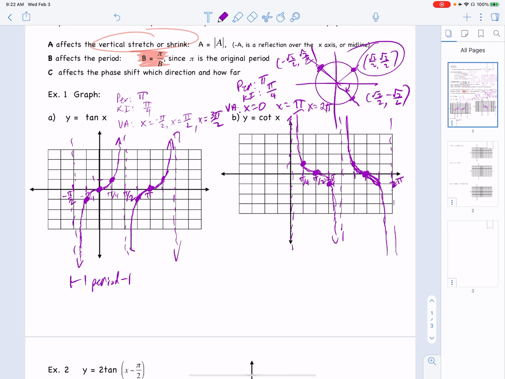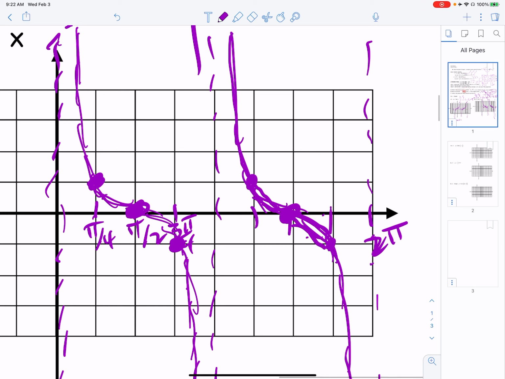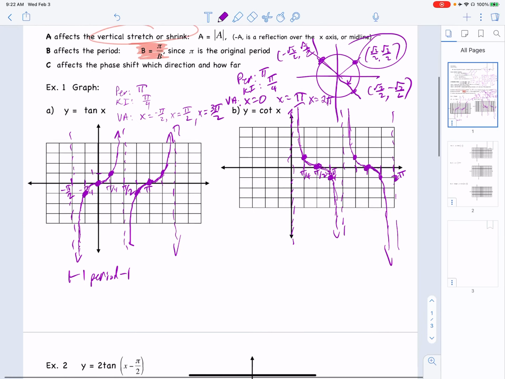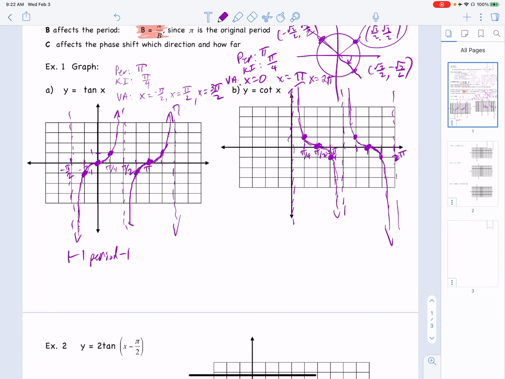Trying to get that in there. I don't know if I can get this to erase or not. Yeah, too much. Oh well. Again, because I want to see that change in concavity. All right, so there is your tangent and cotangent.